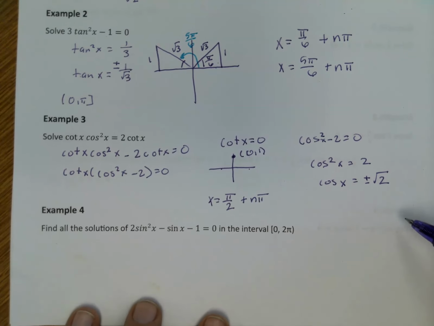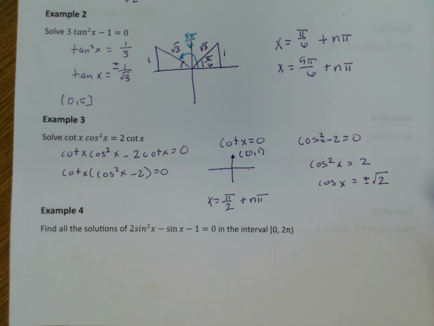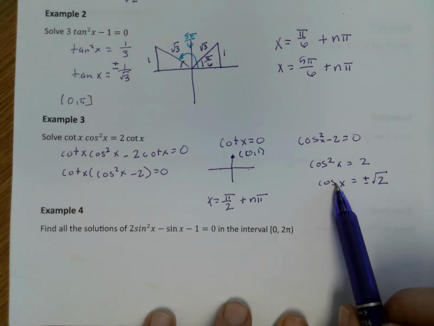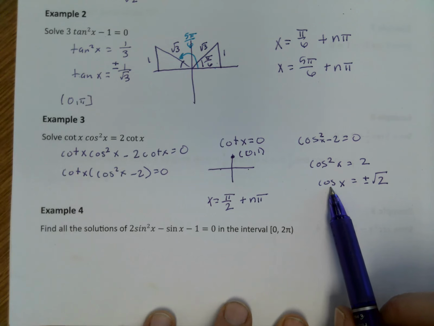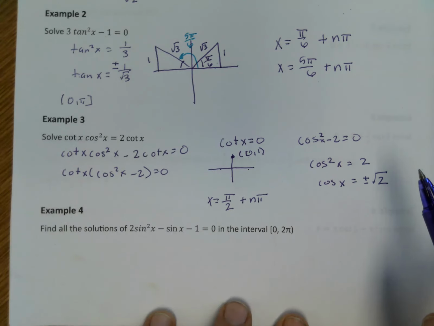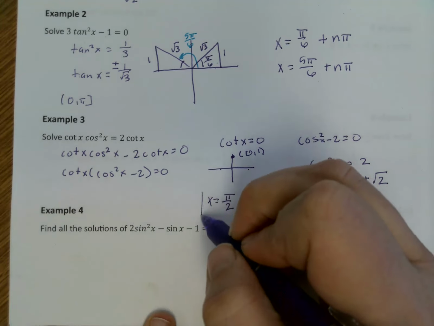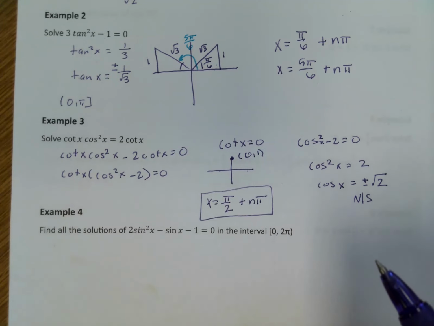Over here, this is where you have to be careful. If you don't know square roots, you should take the square root of 2, and you would get that this is greater than 1. Well, this is not in my domain of cosine. Cosine should always be between negative 1 and 1. So there's going to be no solution for this one. So this right here is my only answer.